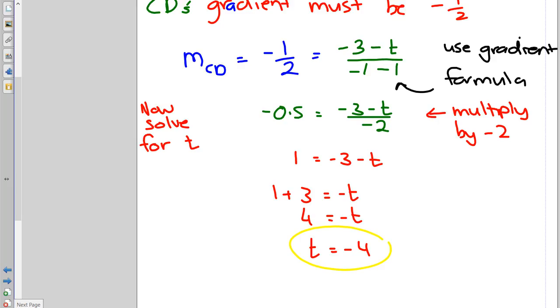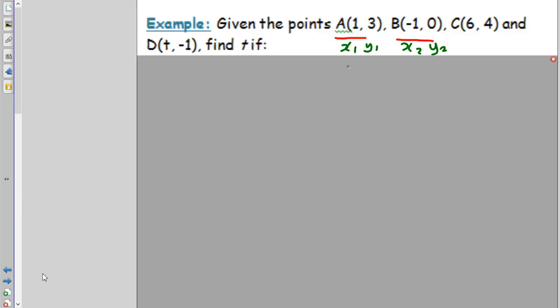Now let's go on to another problem. So given the points A, B, and C, and D, find t if... So notice, where is t to begin with?